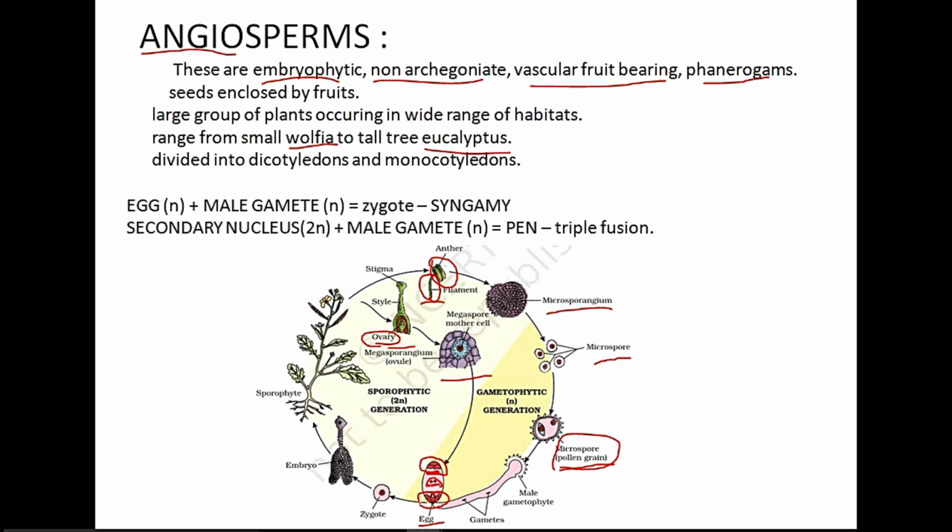So one of the male gametes fuses with the egg cell to form a zygote, as I said here. One of the male gametes fuses with the egg cell to form a zygote, and this process is known as syngamy, whereas the other male gamete, the haploid one, fuses with the diploid secondary nucleus to produce a triploid primary endosperm nucleus. It is triploid, 3N.